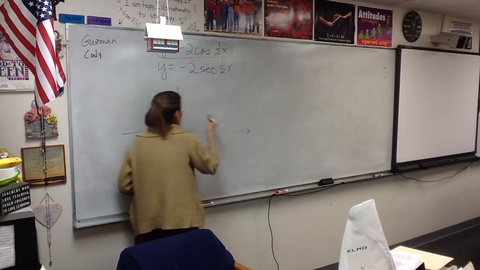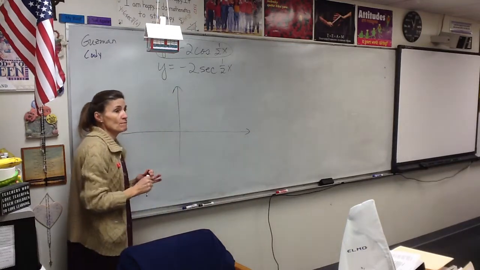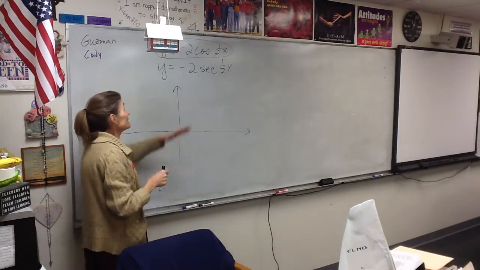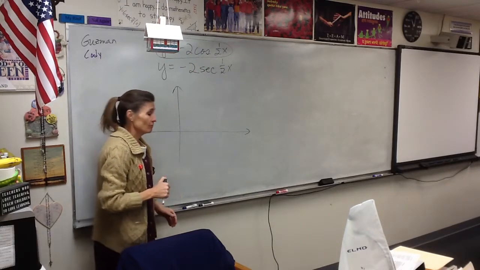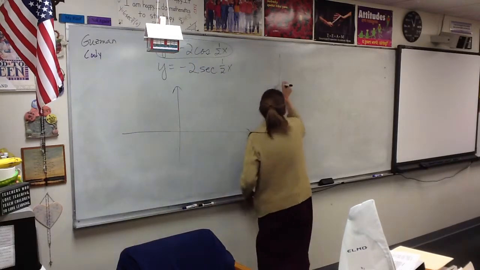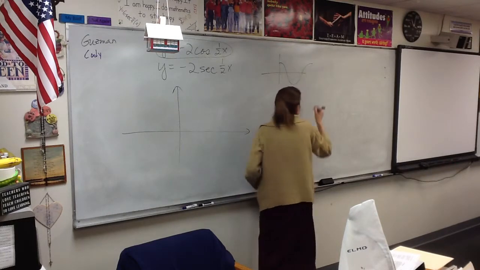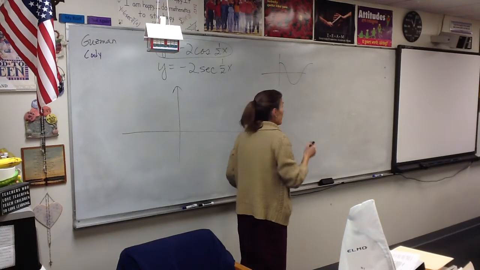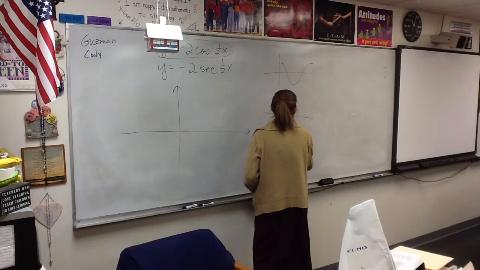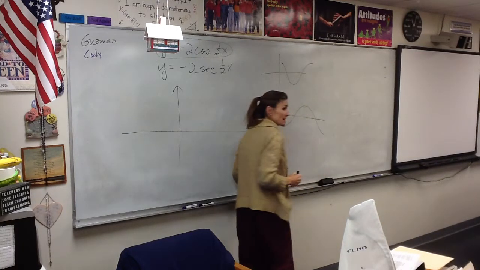Okay. Now, all of us need this review. What does this negative do? Flips it. So we've memorized that this is one period of the cosine curve, right? But we're turning it upside down, so the picture I draw is actually going to look like that, right?